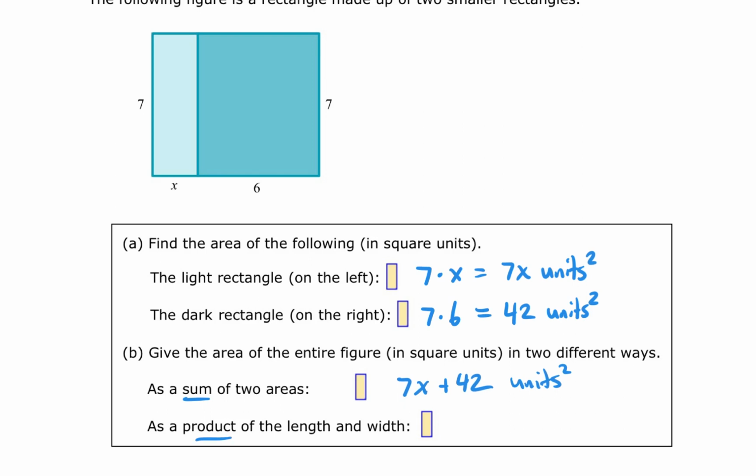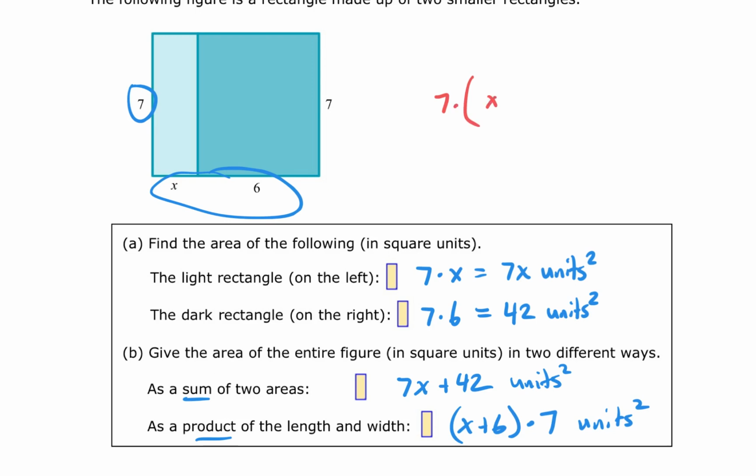And the second way is the product. Our length is x plus 6, and our width is 7. So we're going to need to multiply all that by 7. That gives us, again, square units. And we can rewrite this a different way. It looks a little bit weird to have the 7 after it. I'm going to do this up top here. If we put the 7 in the front, 7 times x plus 6, that's normally how we would write this.